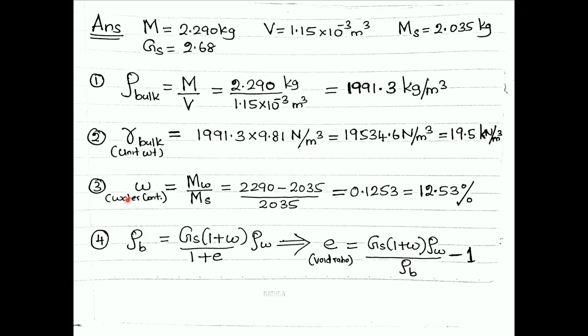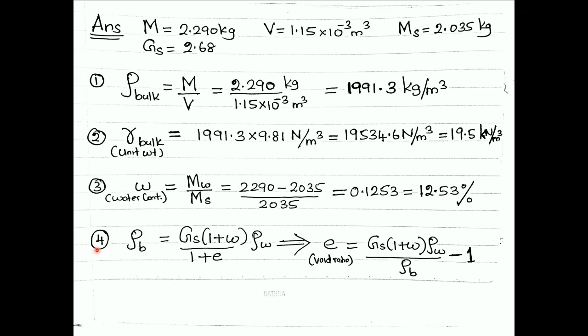Number 3, water content. Mass of water over mass of oven dry or mass of solid is equal to 2.290 minus 2.035 kilogram, the expelled water weight. This is MW, in gram, 2290 minus 2035 gram, divided by the oven dry mass, 2035 gram, is equal to 0.1253, which is 12.53%.